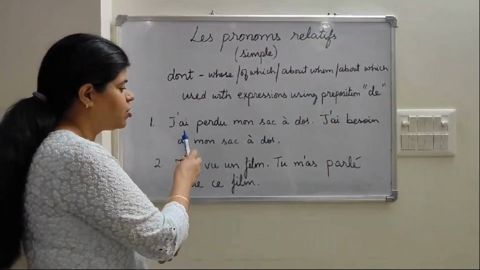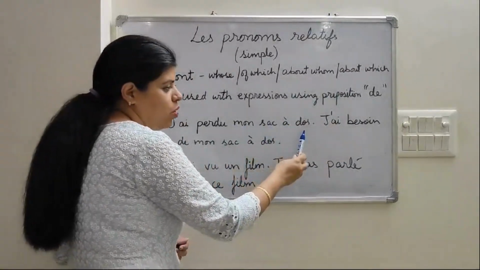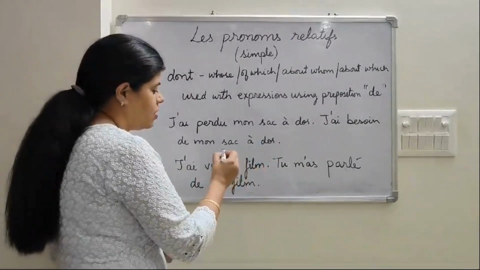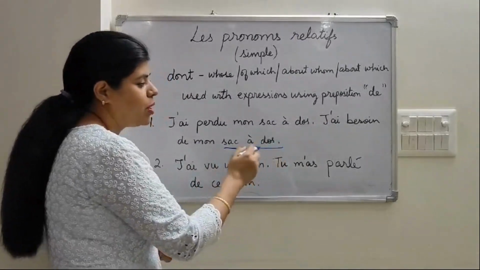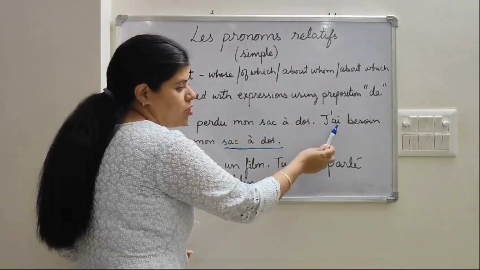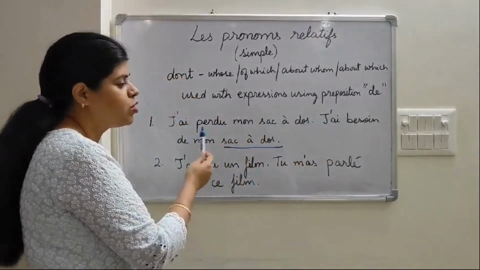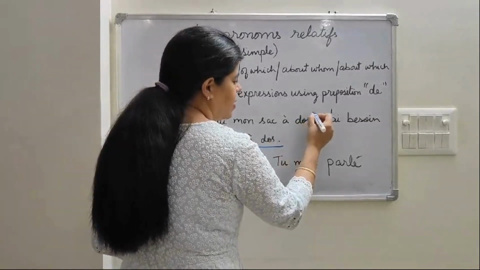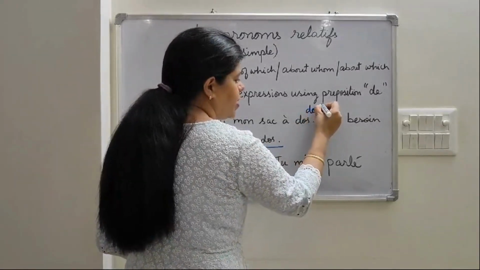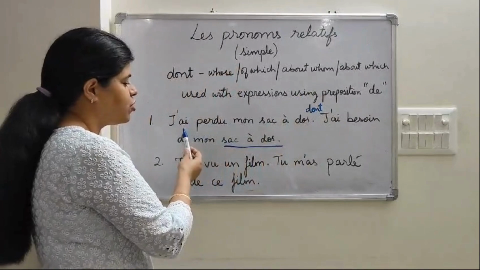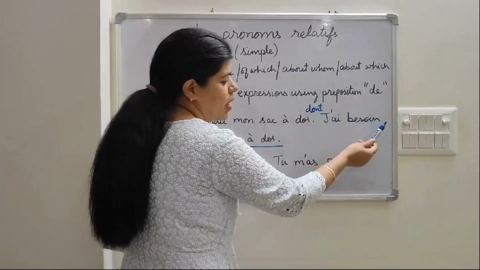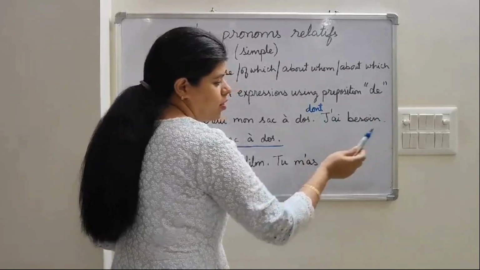For example, j'ai perdu mon sac à dos, j'ai besoin de mon sac à dos. What is being repeated? Sac à dos. And because in this sentence we have the expression avoir besoin de, to replace this we'll be using dont. So here I'll be adding dont to join the sentence, and it will become j'ai perdu mon sac à dos dont j'ai besoin, and my sentence will end here.